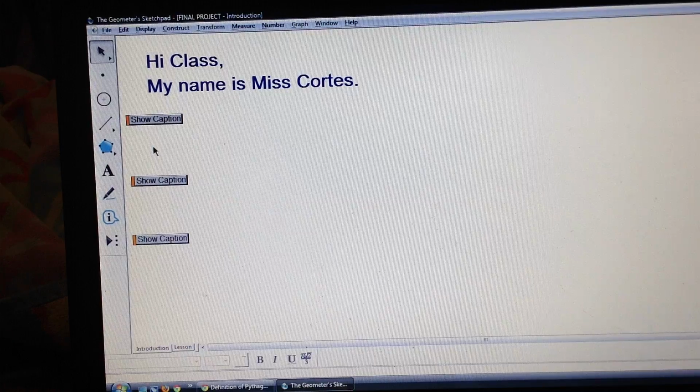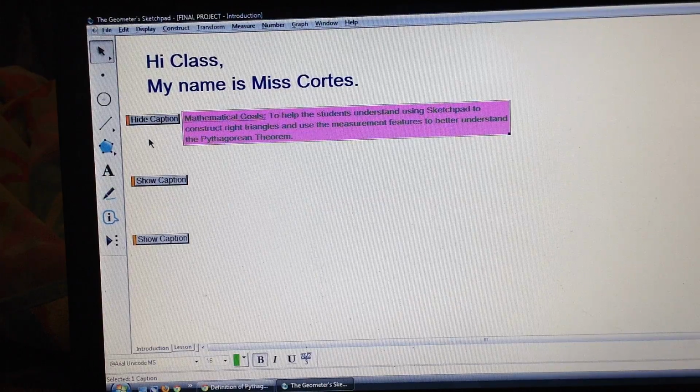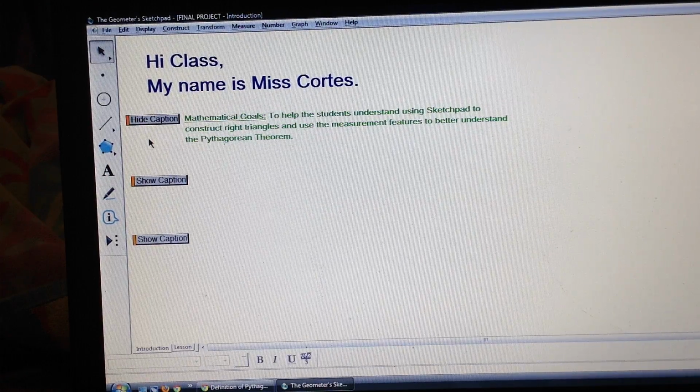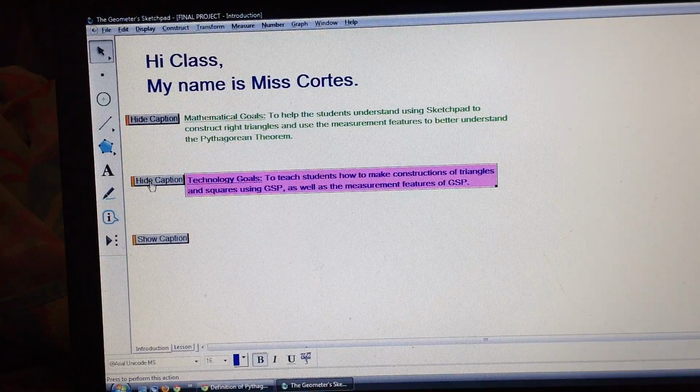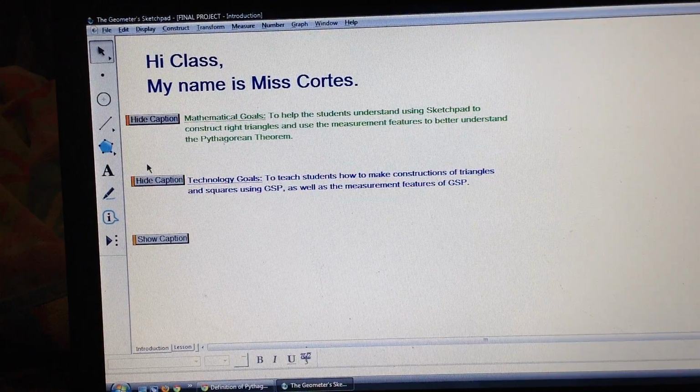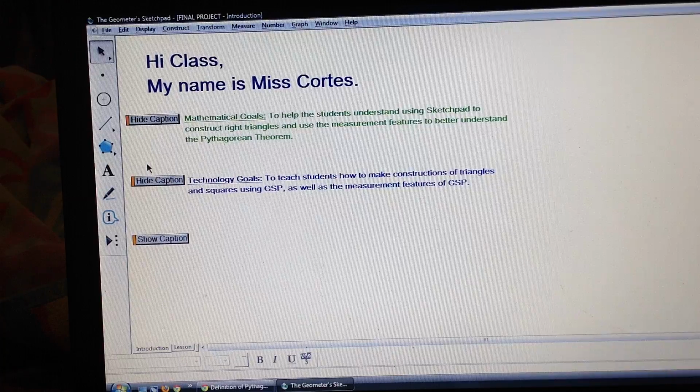Today we're going to be talking about the Pythagorean theorem. So our mathematical goals for today include helping students to understand how to use Sketchpad to construct right triangles and use the measurement features to better understand the Pythagorean theorem. Also having to do with how squares are related to the Pythagorean theorem. And our technology goals are to teach students how to make constructions of triangles and squares using GSP, as well as the measurement features of GSP.